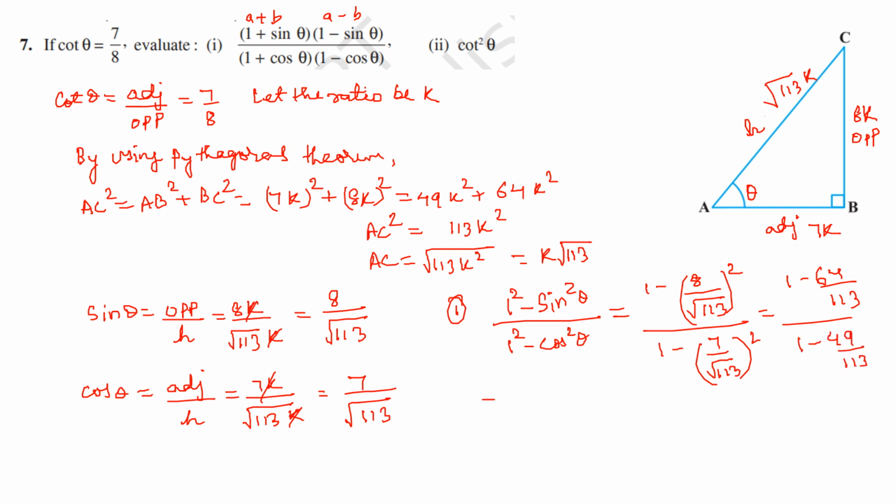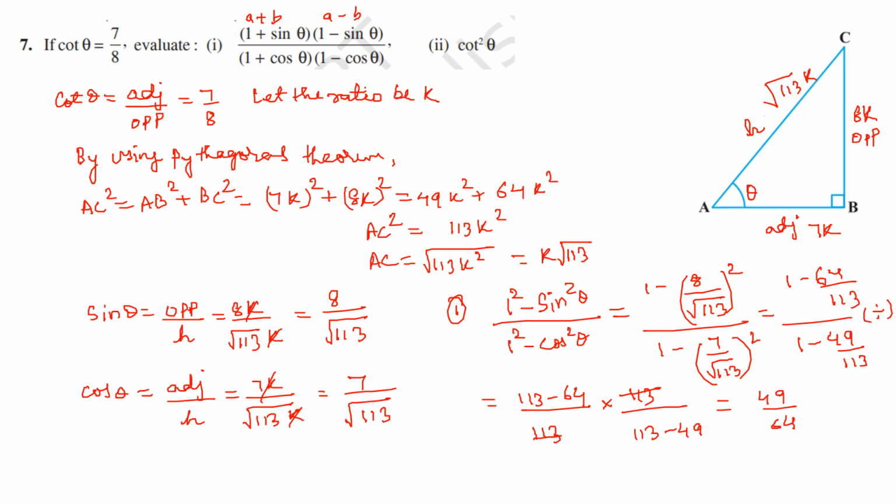Now take the LCM. So it will become 113 minus 64 by 113. Okay, now as this is division, if I change to reciprocal, it will be 113 by 113 minus 49. So this will get cancelled. 113 minus 64 if you do, you will get 49. And 113 minus 49 is 64. Now this is the first part.